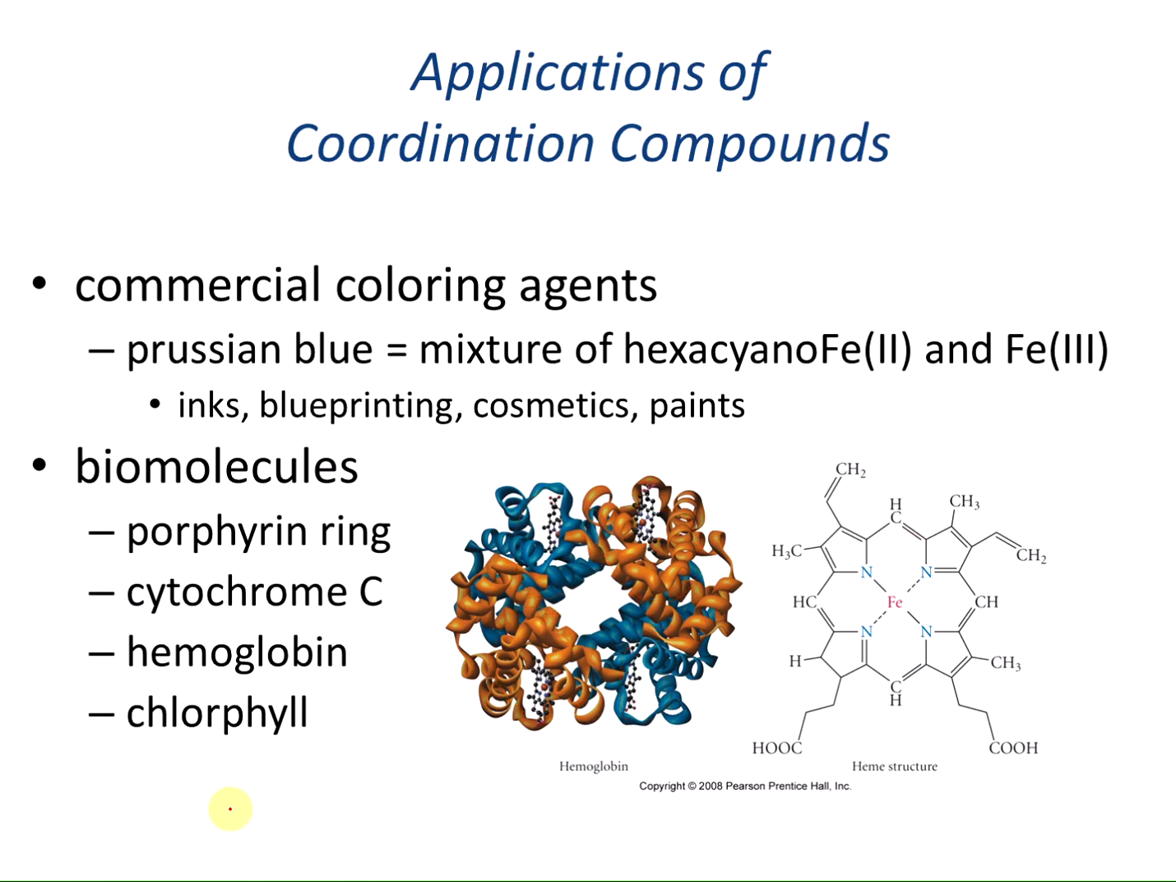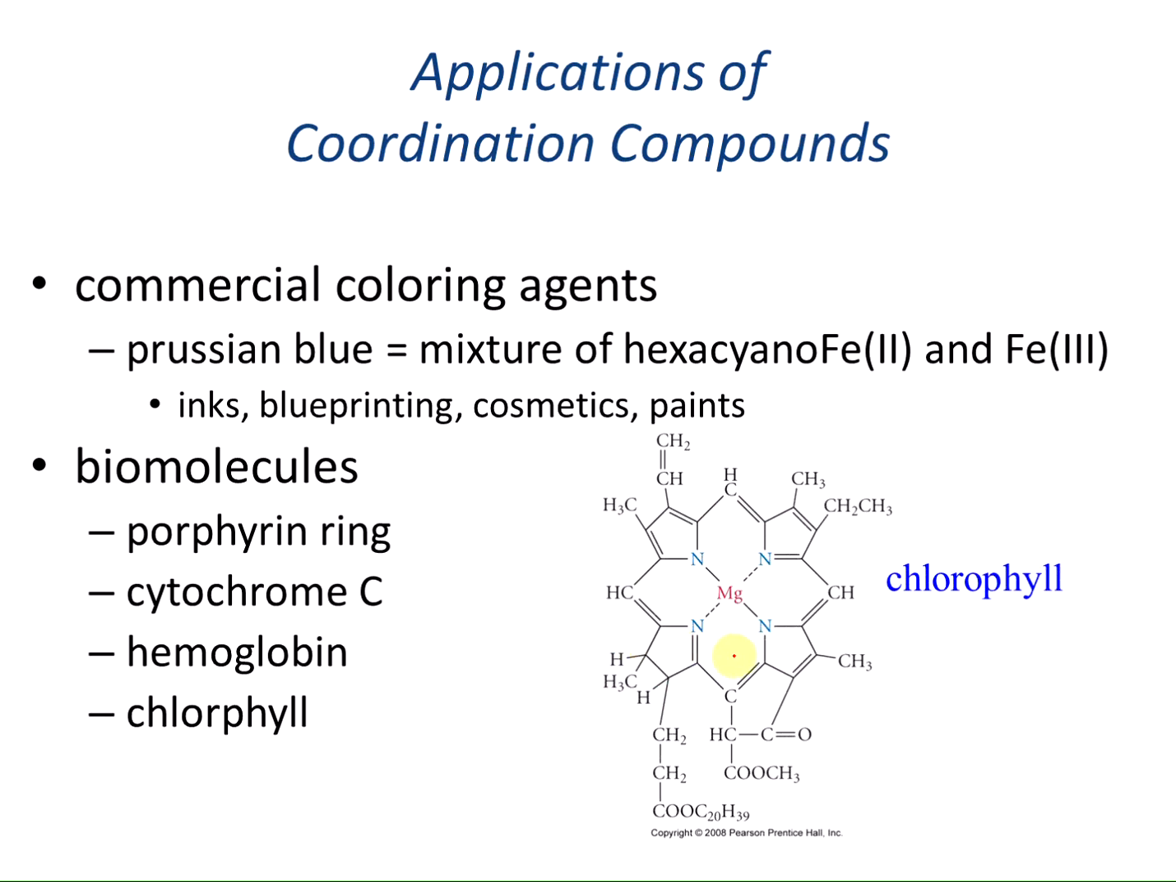And porphyrin rings are also used in chlorophyll. Here's an example of a chlorophyll. The metal in the center of the ring is actually magnesium. So in the antenna, the receptors that receive the light for photosynthesis, it uses these chlorophyll molecules with the magnesium in the center of a porphyrin ring.